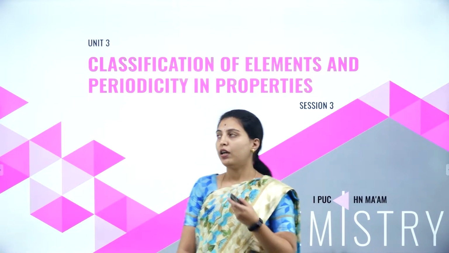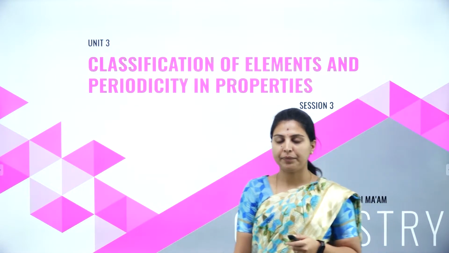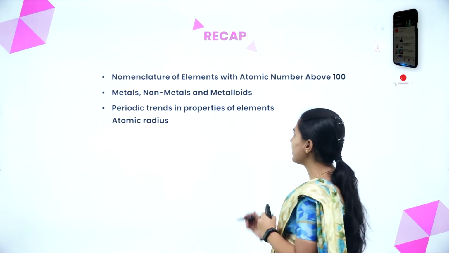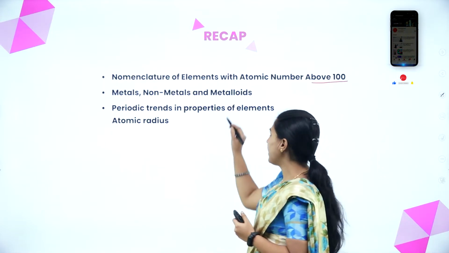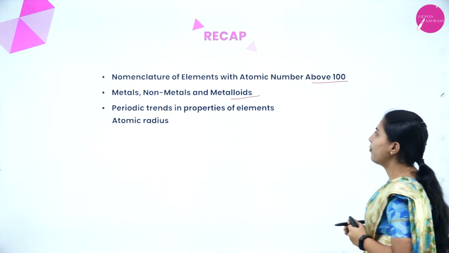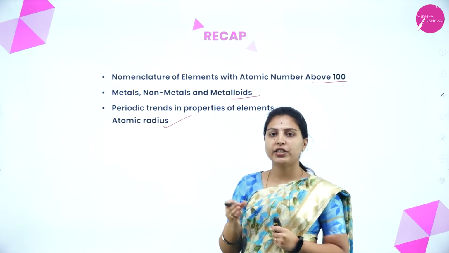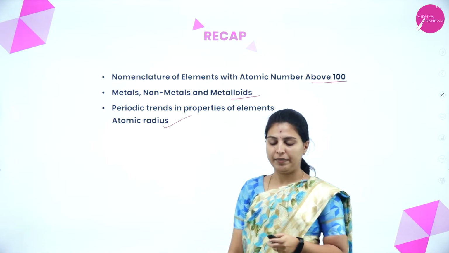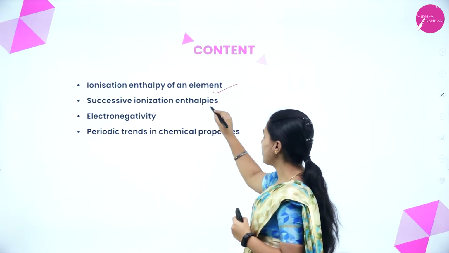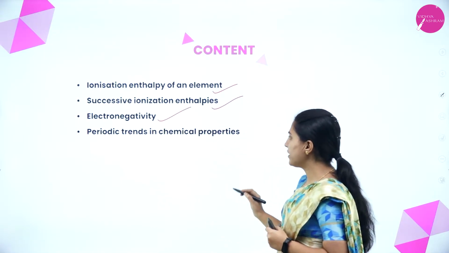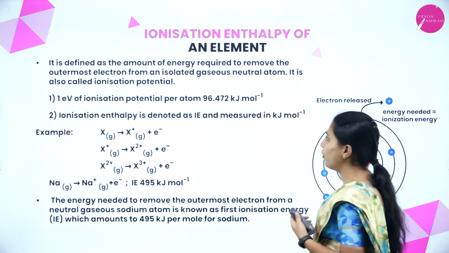Today we are talking about the classification of elements and periodicity in properties, that is session 3. In the last class we discussed the nomenclature of elements with atomic number above 100, and metals, non-metals and metalloids, and periodic trends in properties of elements. In that we discussed atomic radius and the variation of atomic radius in the periodic table. Today we will discuss the ionization enthalpy of an element, successive ionization enthalpies, electronegativity, and periodic trends in chemical properties. So now we will see the ionization enthalpy of an element.